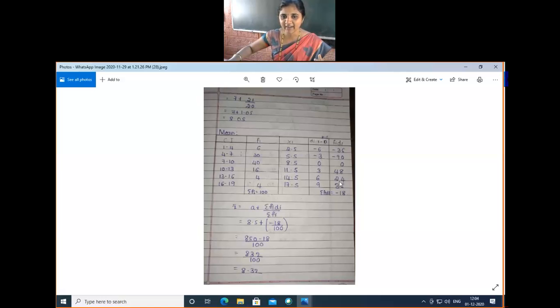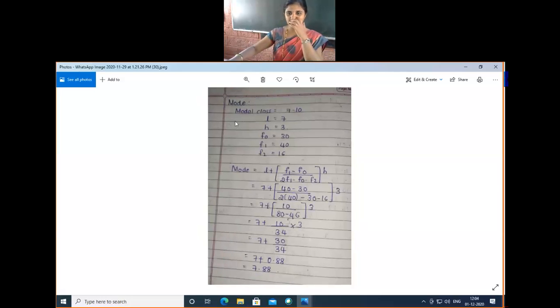Okay. So you have to subtract 8.5 from each observation. Then you will get the di column, then fidi. So sigma fidi here is minus 18. Okay, then x bar is equal to a plus sigma fidi divided by sigma fi. So after substitution, 8.32. See here, median is 8.05, mean is 8.32.